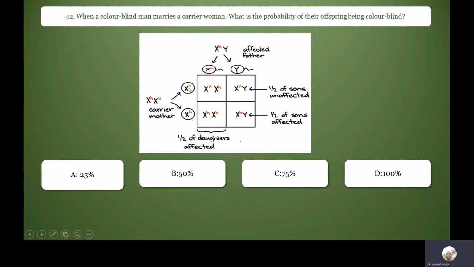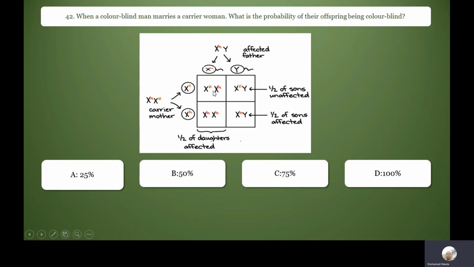So the capital H represents the allele for normal vision. So the mother is a carrier. Remember, females are XX in terms of the sex chromosomes. Because she's a carrier, she is X small h, X capital H. So if you cross them using this Punnett square that I use, you will see that among the offspring, half are affected, half will be colorblind.